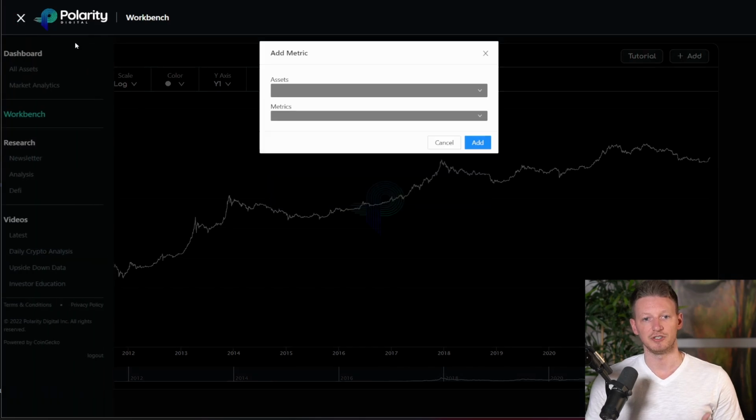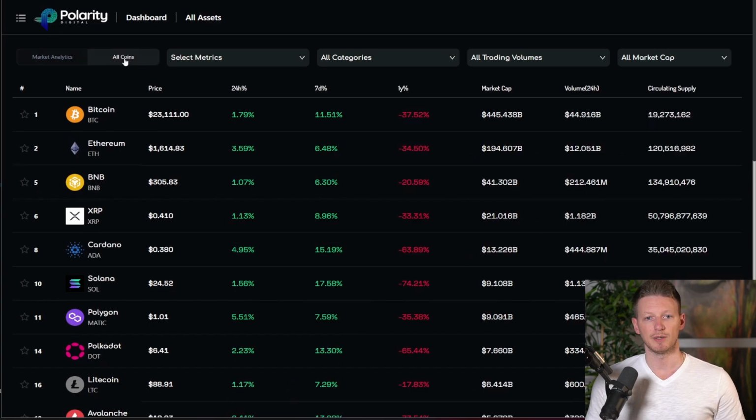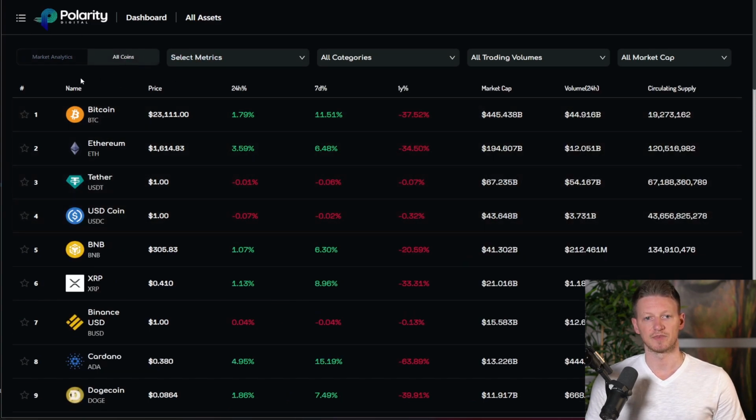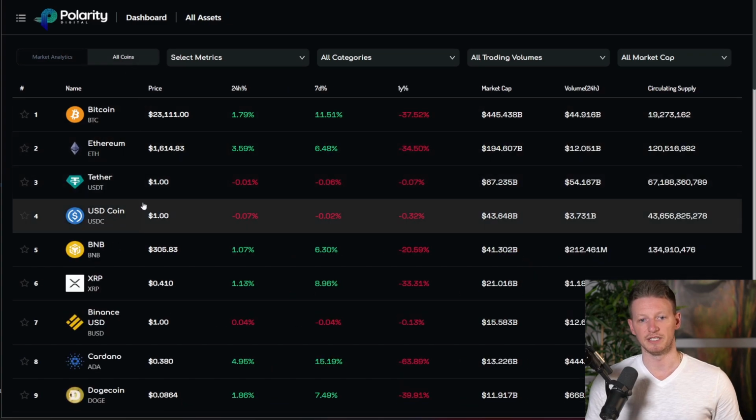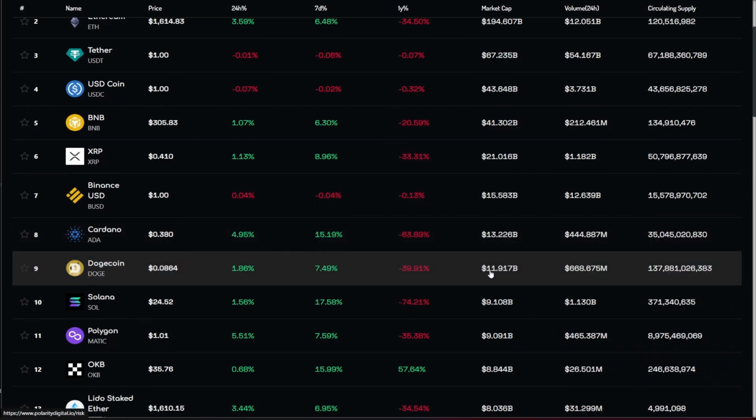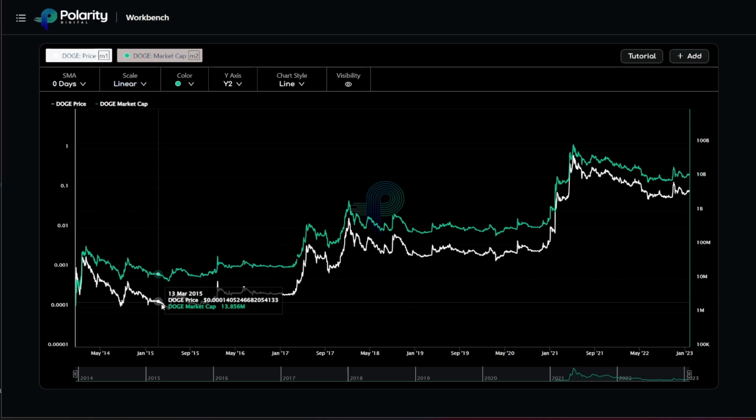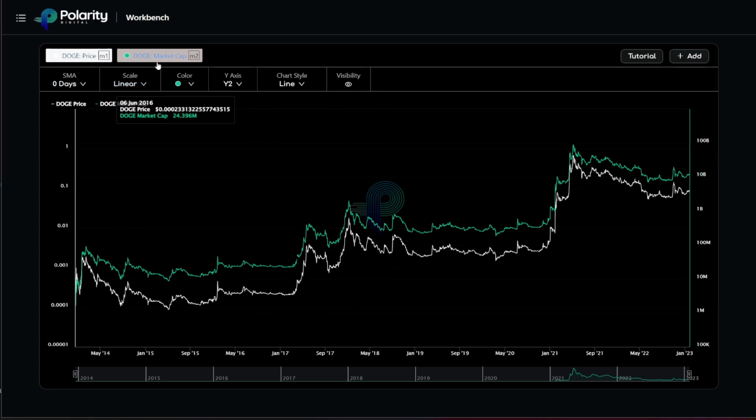But I want to show you guys something real quick, something that even a lot of people who have been using the beta test don't know about. If you come over here to all coins, these will include a lot of coins that we don't have risk metrics for. And let's say you wanted to look at the market cap of Dogecoin. Right now, all you need to do is come over and click market cap, and it will show you the price of Dogecoin in white. That's this white metric. And in green, you're going to see the market cap.